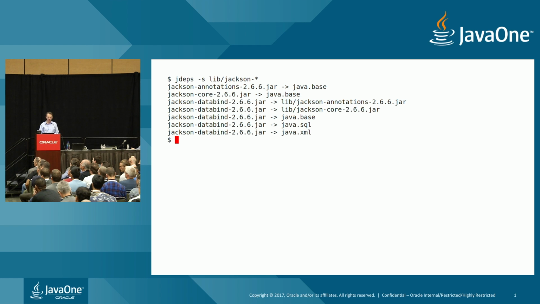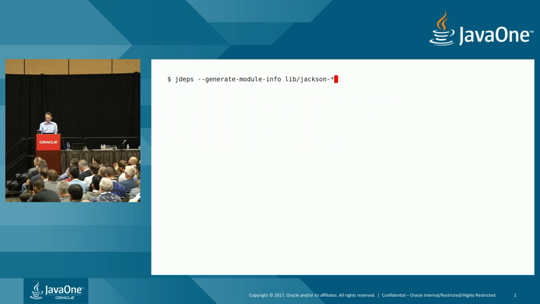So all these jar files need the base module. Well, everybody needs the base module. Databind uses SQL and XML, and also uses the other two Jackson jar files. So jdeps has yet another option. Remember, I did say Swiss Army knife. jdeps can generate module-info, draft module-info.java files for you. So I'll do generate-module-info into my source directory.